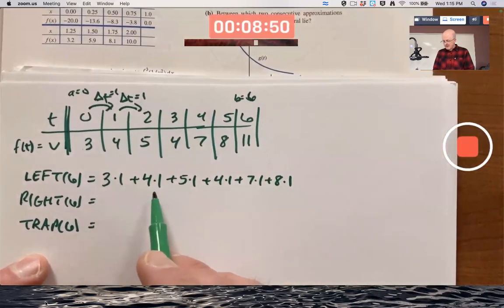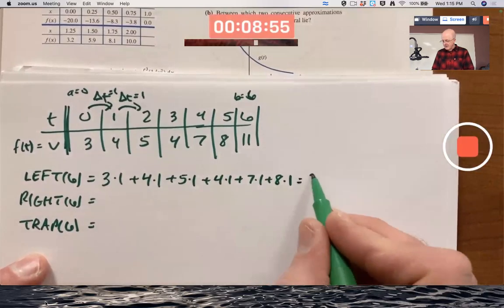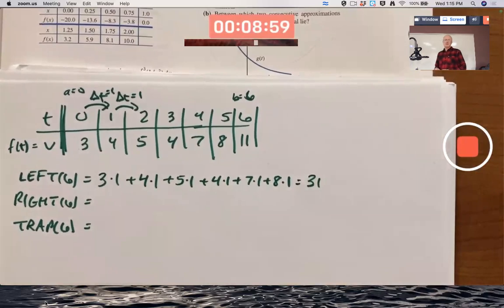3 plus 4 is 7, then we get up to 12, then 16, add on another 15, you're going to have 31 for the left-hand sum. If the units for t were seconds and v is meters per second, this would be in meters. If t was in hours and v was in miles per hour, this would be miles.